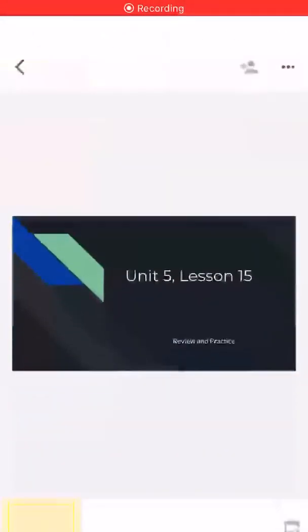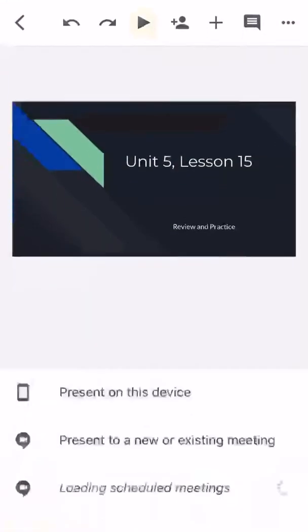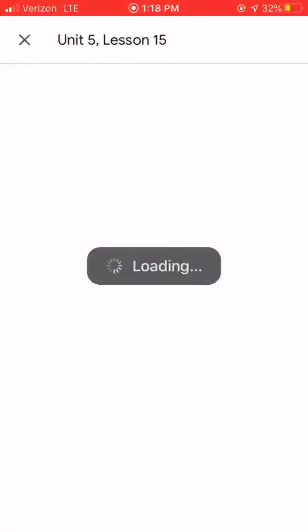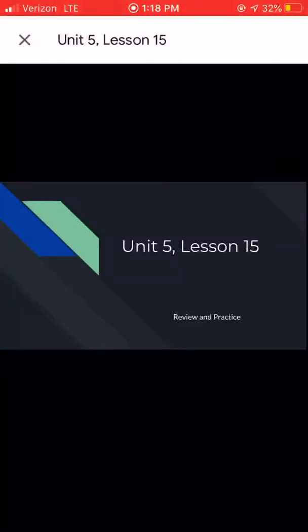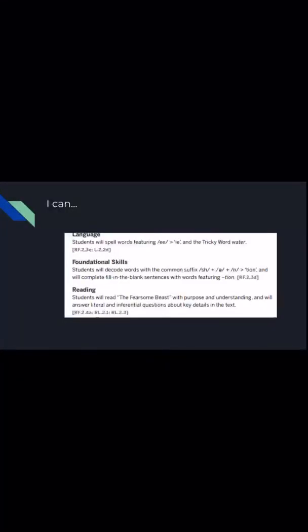Hello, boys and girls. Today for Unit 5, we will be doing Lesson 15. And by the end of this lesson, you will be spelling all of your spelling words correctly, right? Those words feature that long E sound spelled with I-E. And you have that tricky word, water. I know you all do great and you will spell all those words correctly, right?